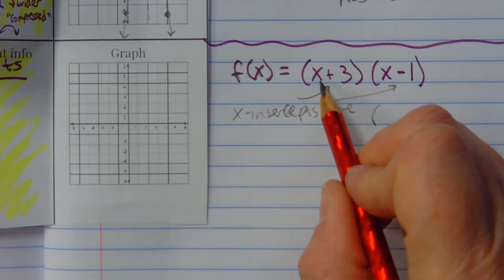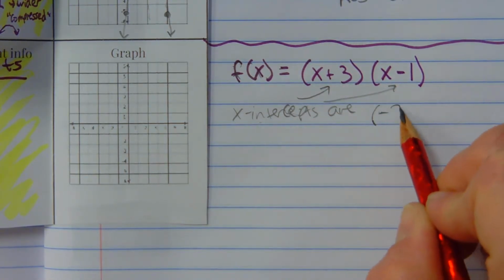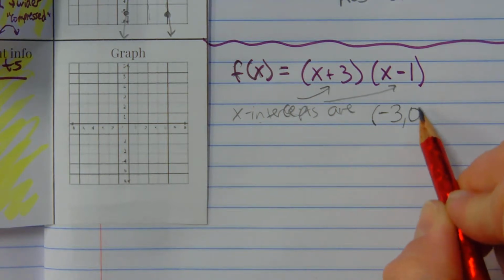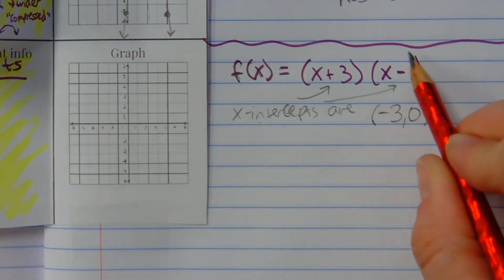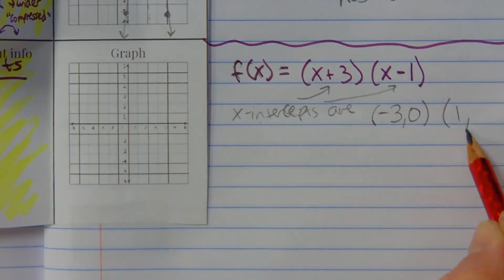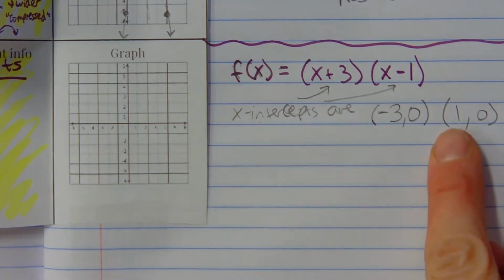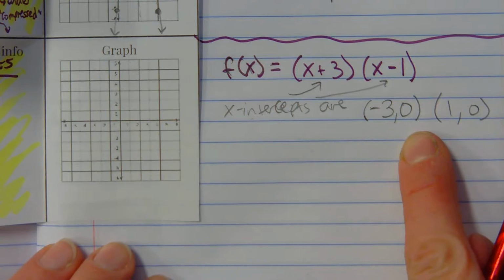To make that become 0, I need a negative 3. So I know my x is negative 3, and that would make that 0. And then if I put this in here, I want what makes that 0. So that's the opposite of this, so it's a positive 1. So I know that's my x-intercepts. And so I'm going to plot those points first.